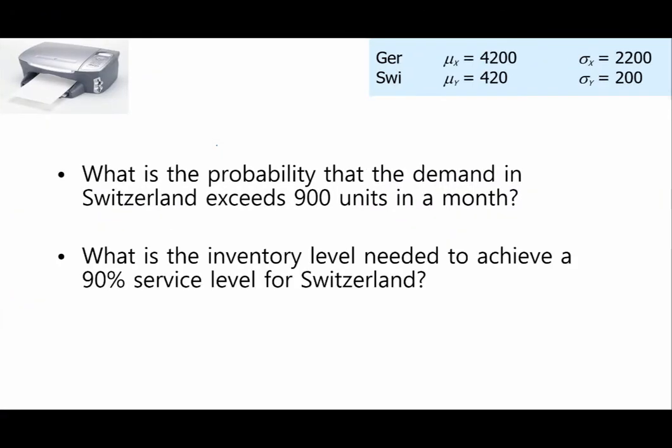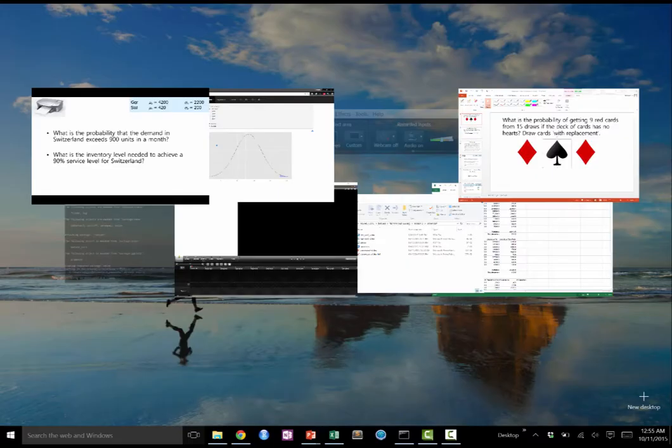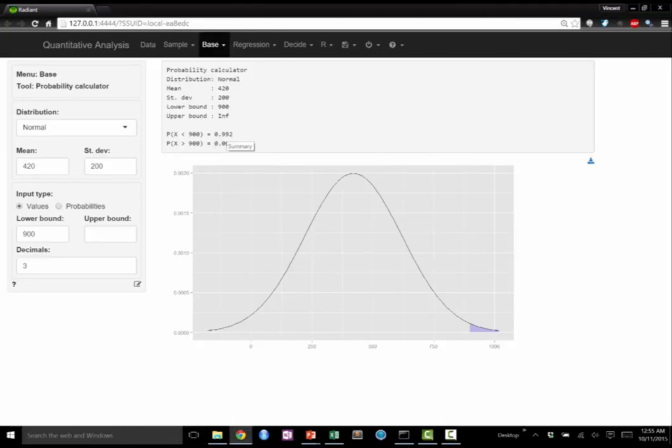Let's see. What is the inventory level needed to achieve a 90% service level for Switzerland? So we won't have to change much here. The parameters of the distribution are the same. But now we're going to specify a probability. 90% service level. So do you want an upper bound or a lower bound? Well, let's just put it in and see what happens. I like using the upper bound here because this tells me that the area to the left of this line here, that's 90%. Right? So this area is 90% of my total probability.